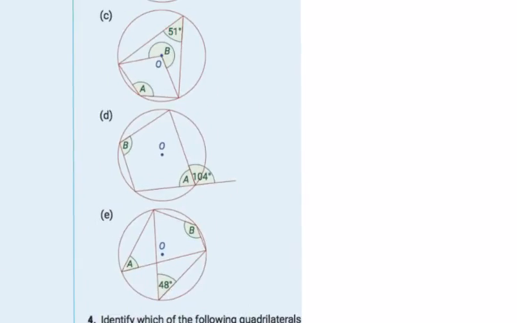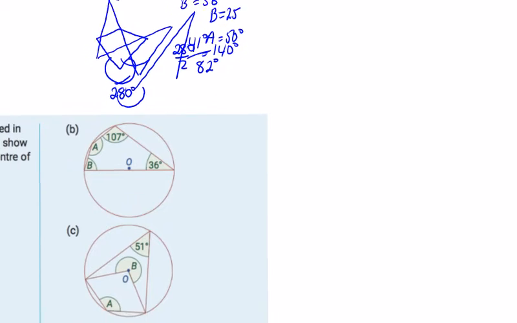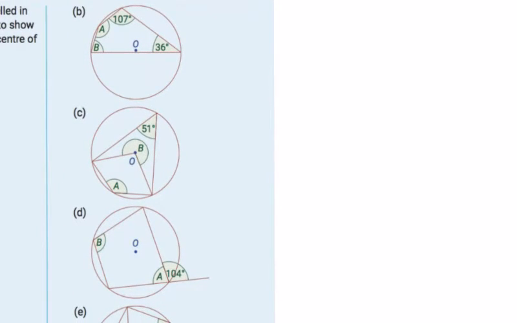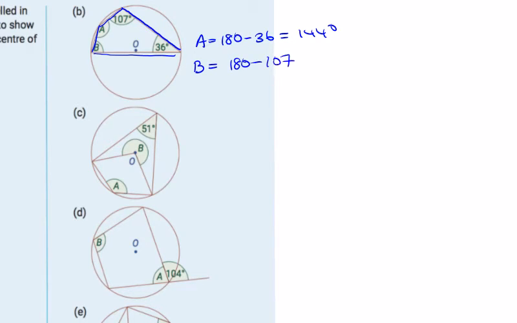Second part of 3. So now we have a cyclic quadrilateral here. So opposite angles add to 180. So A is equal to 180 minus 36, which is 144. And B and 107 make up 180. B is equal to 180 minus 107, which is 73. So your cyclic quadrilateral.